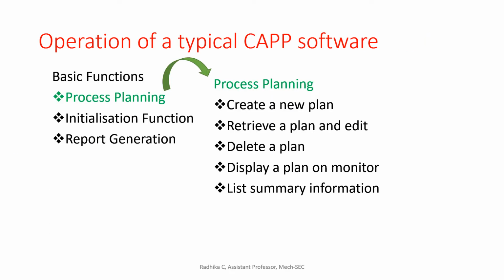Operation of a typical computer-aided process planning software. Typical process planning software may provide the following basic functions such as process planning, initialization function, report generation. In process planning, modules like creating a new plan, retrieving a plan and editing it, deleting a plan, displaying a plan on the monitor, and listing the summary information can be done.